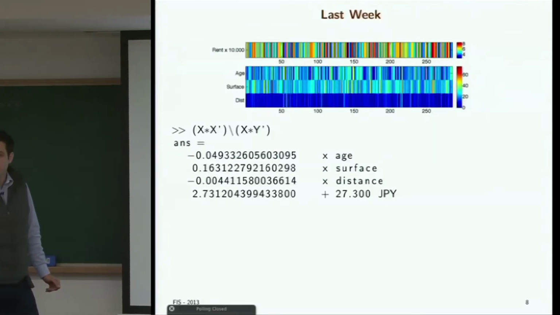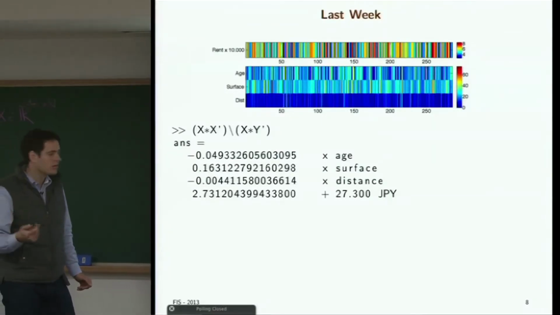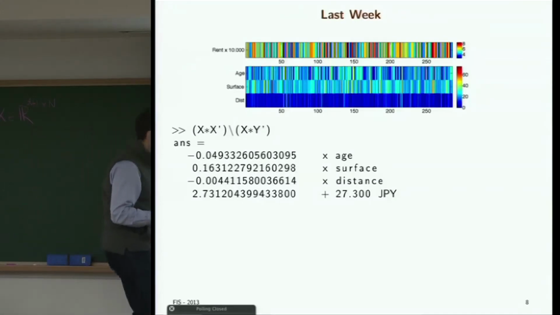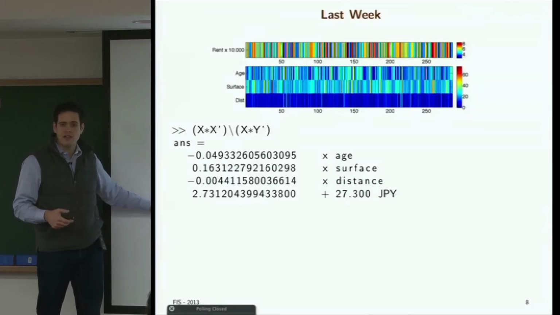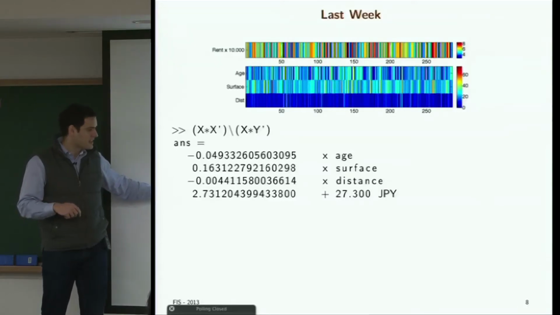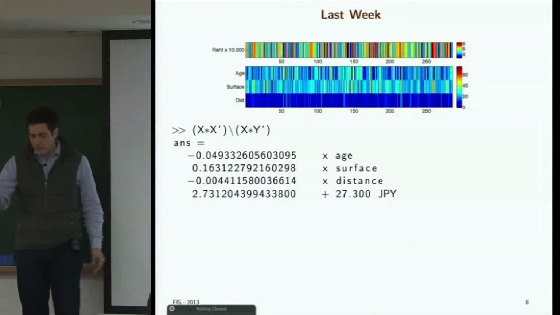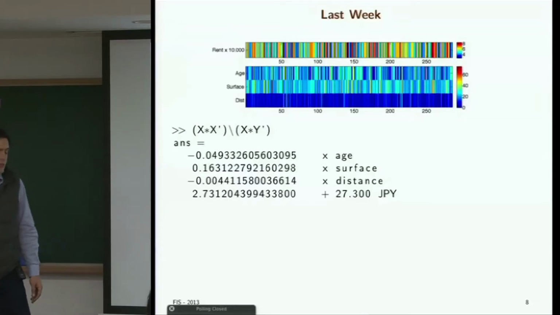And what does that answer give me? It gives me the coefficient for each variable. So here we had that the rent of an apartment can be guessed based on the age, surface, and distance by following this equation. The baseline is 27,000 yen minus 0 point something times the distance. So basically, the bigger the distance, the lower the rent. This agrees with intuition. Surface, for each additional square meter, you would have to pay 0.16 times 10,000 yens, so 1,600 yens. And the age is also a depreciation factor. The bigger the age, the cheaper the rent.